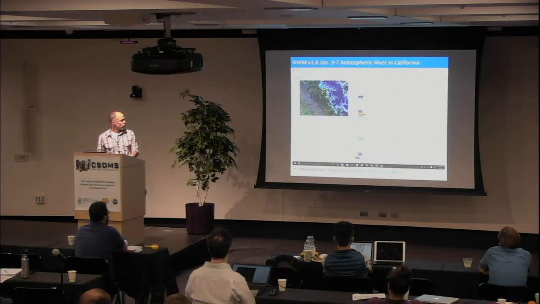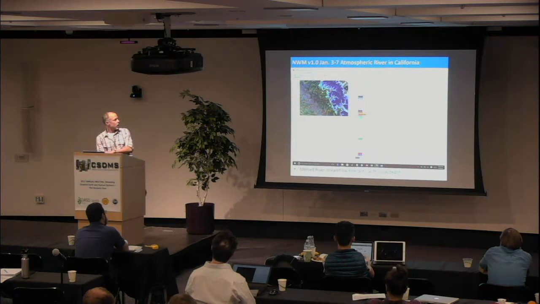I'll just show a few more examples here and then start to wrap up. This is just an example of a forecast that was made during this past winter, January 3rd through 7th. It was an atmospheric river event in California. So we were looking at this area near Merced, near Fresno, California, on the Merced River. And this forecast started to pick up this event about 5 to 6 days in advance.